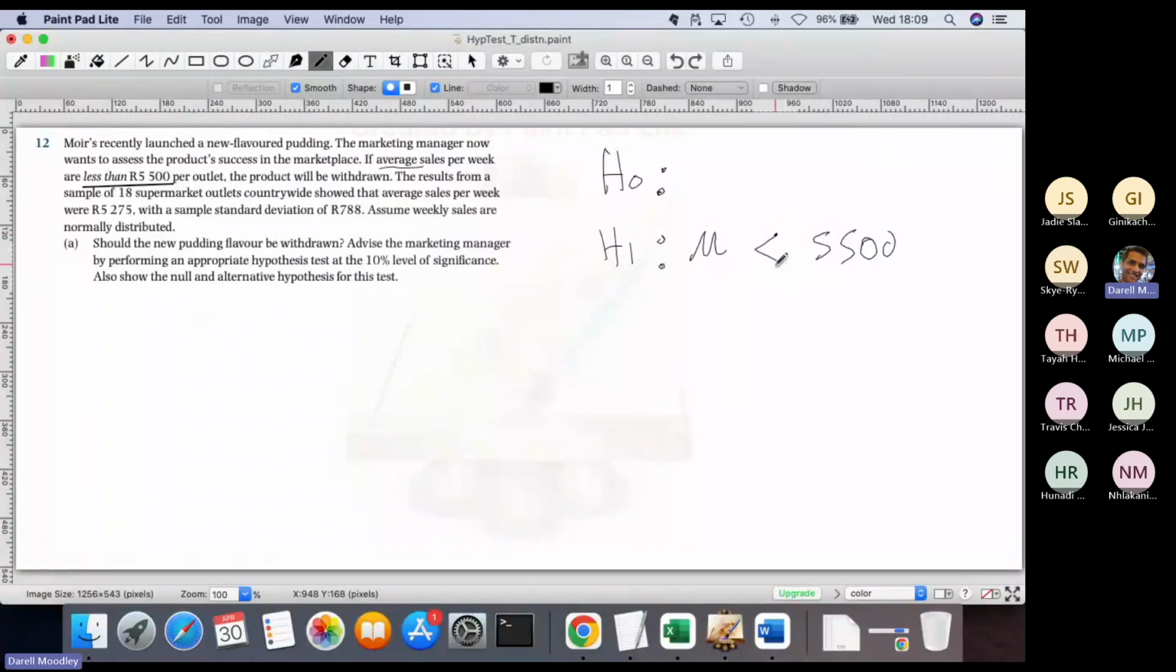And then the opposite of less than would be greater than or equal to. It wouldn't be this, because if it is this, then there's no case where we're including 5,500. So understand that greater than or equal to is the opposite of less than, and that's going to be mu greater than or equal to 5,500.